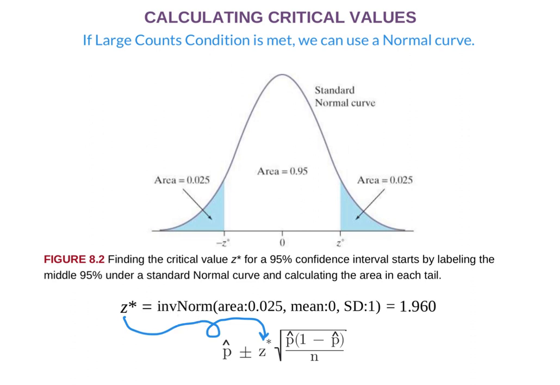So when we use inv norm to find our critical value, or z star, we would use that area, half of 5%, 0.025. Our mean is 0, because we're using a z-score in this example, and a standard deviation of 1, again because it's a z-score. And so you find this 1.960, which would be negative 1.960 and a positive 1.960 there. That's what we multiply our standard deviation by in our equation. Handy.